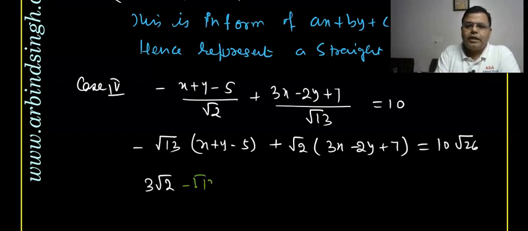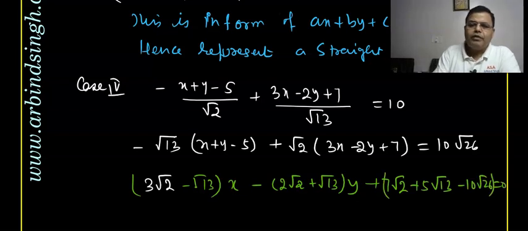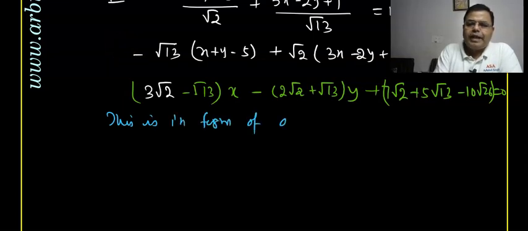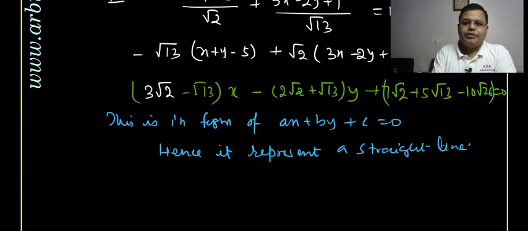And in that case it will be 3 root 2 minus root 13 into x, right? And minus 2 root 2 plus root 13 into y, and here it will be 7 root 2 plus 5 root 13 minus 10 root 26 is equal to 0. That will also represent a straight line. So all these four cases are in form of ax plus by plus c is equal to 0, hence it will represent a straight line. Right? So in all those four cases, it will represent a straight line, and surely the locus moves on a straight line.